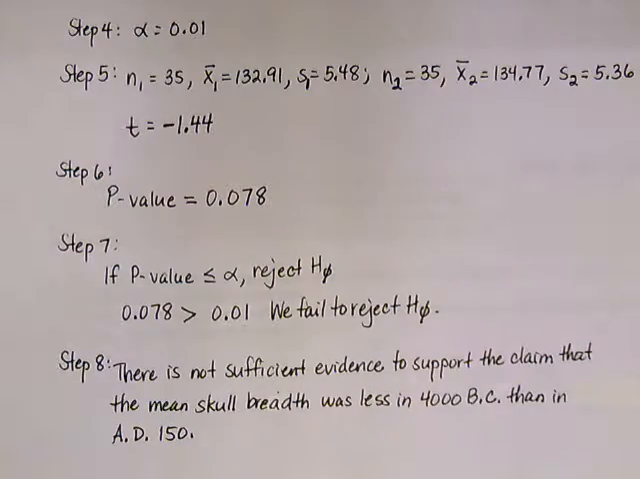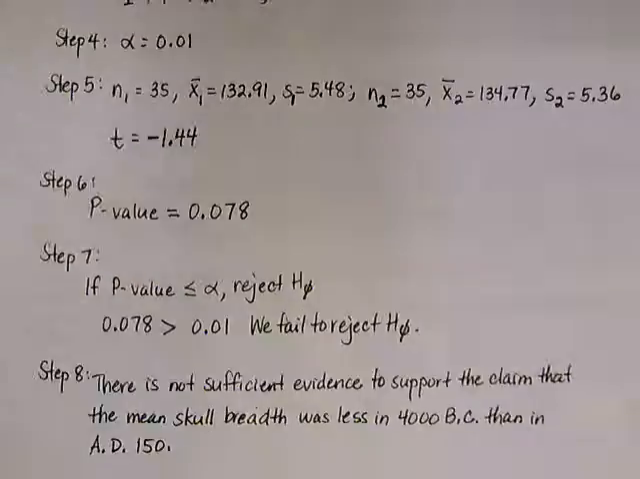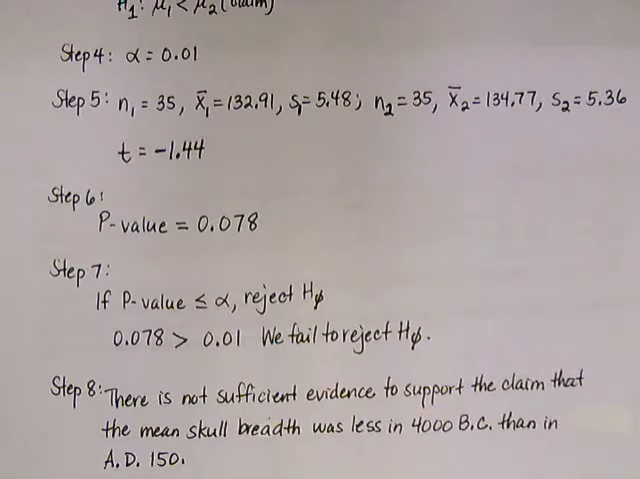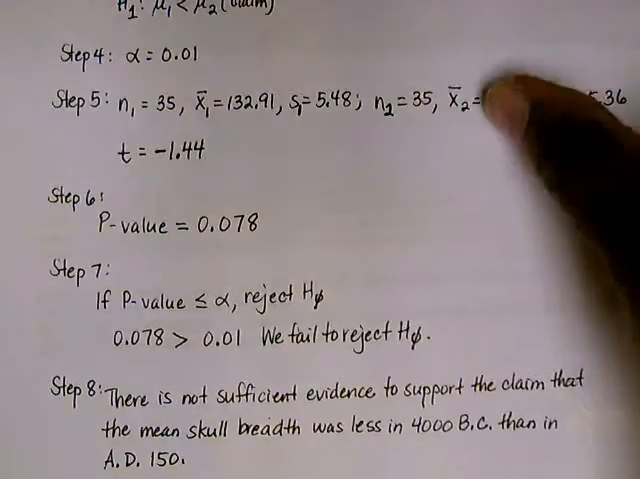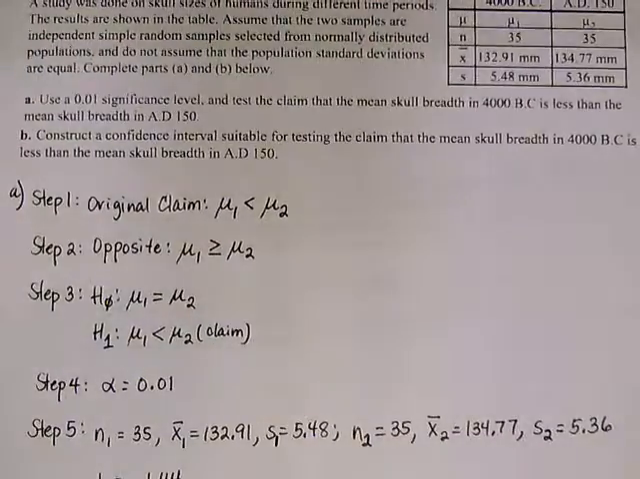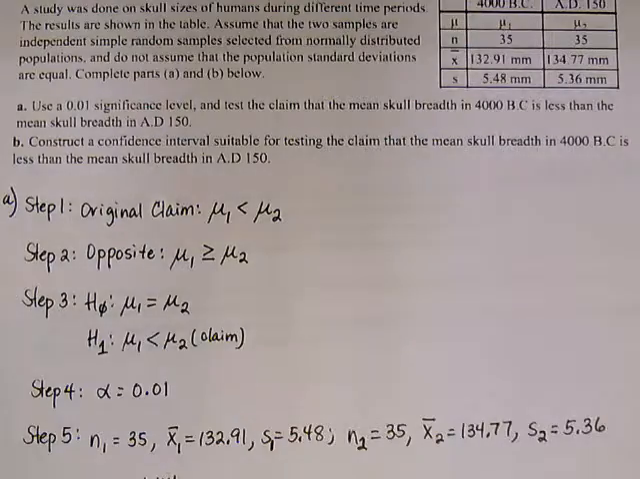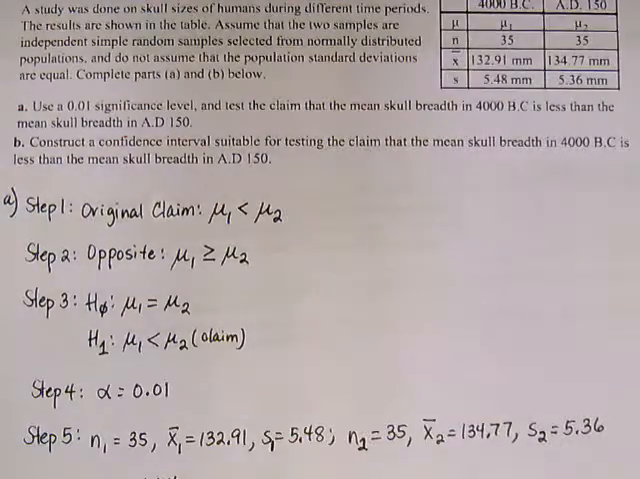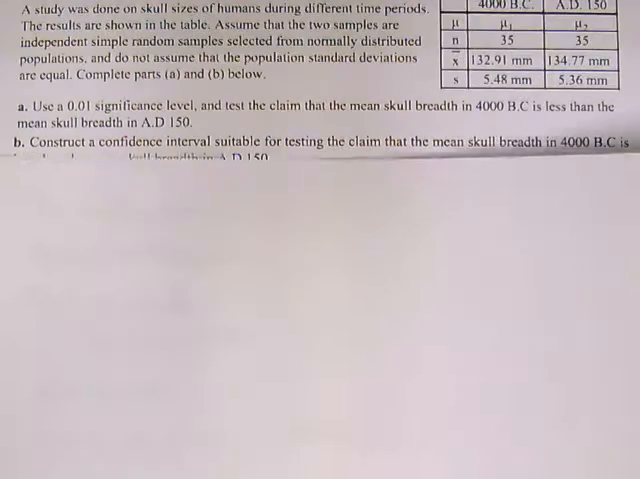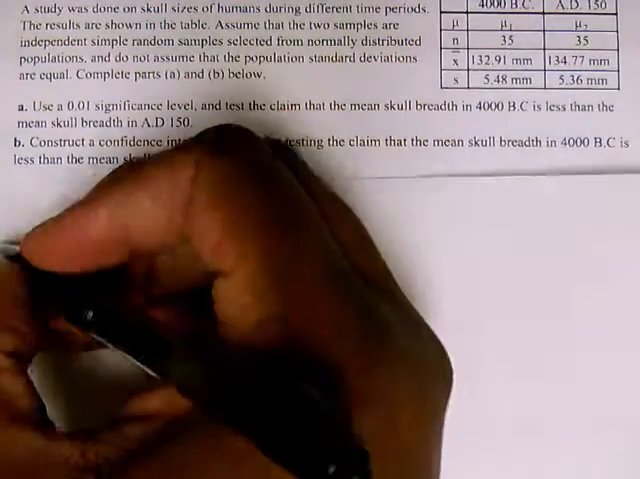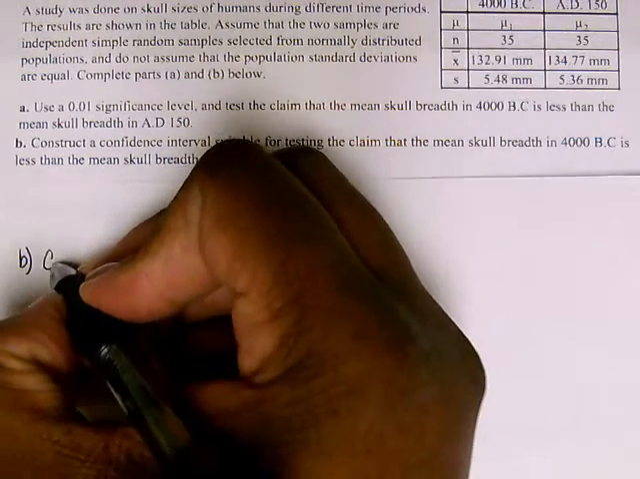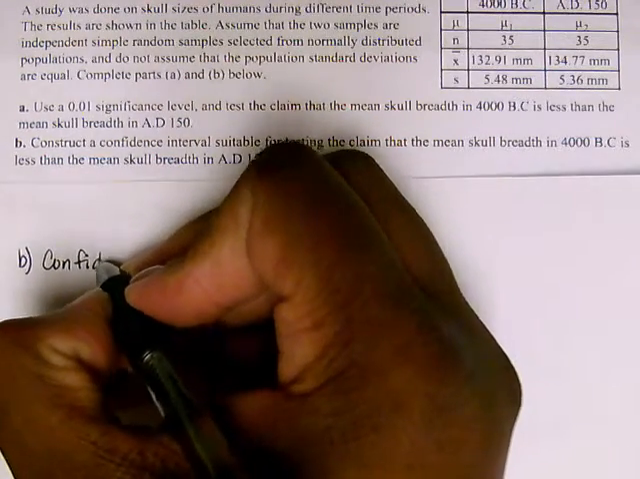Okay. So that alone right there is your hypothesis test, and that's part A. Now in part B, you're asked to construct a confidence interval suitable for testing the claim that the mean skull breadth in 4000 BC is less than the mean skull breadth in AD 150. Okay, so part B is the confidence interval.